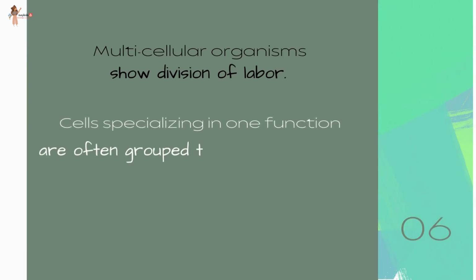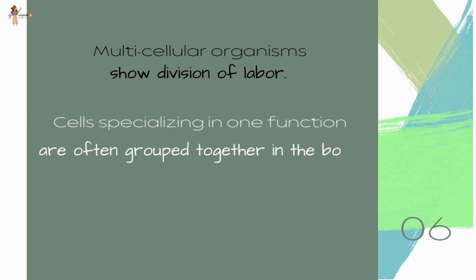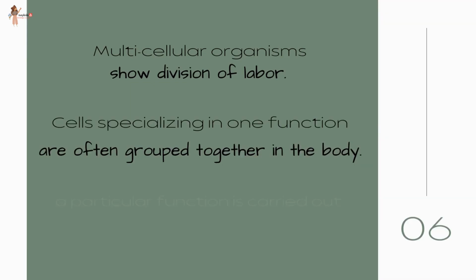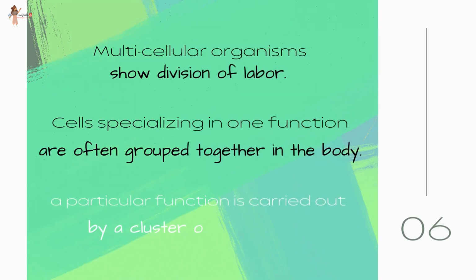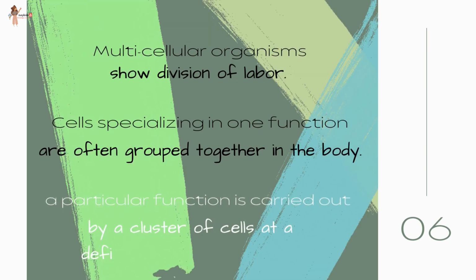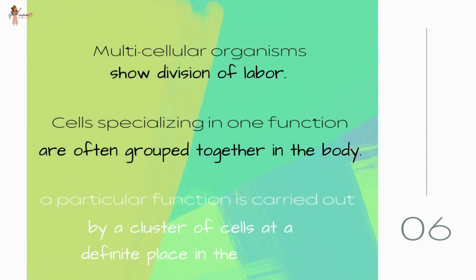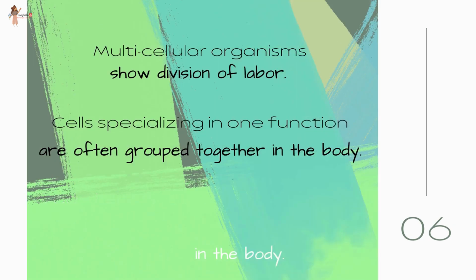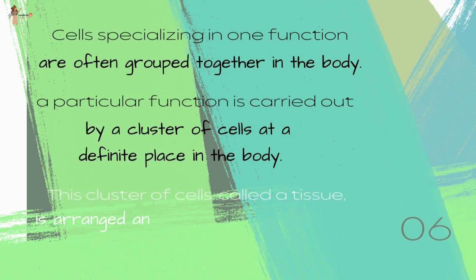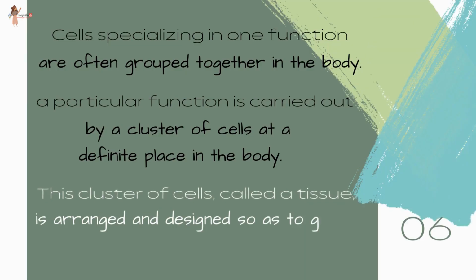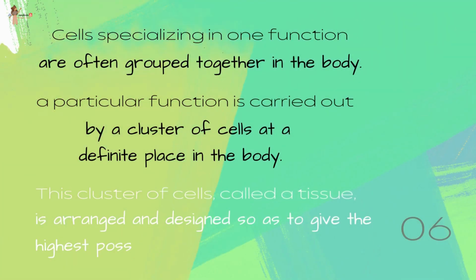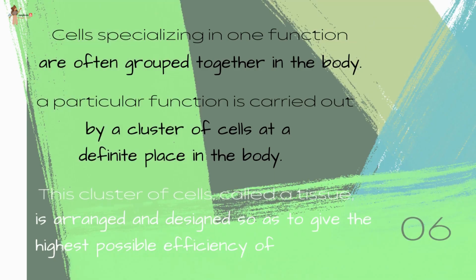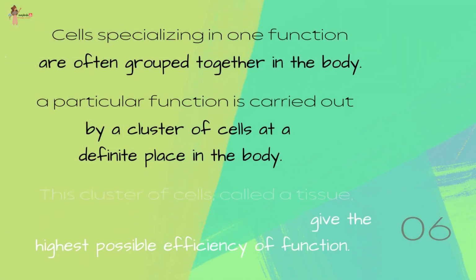Cells specializing in one function are often grouped together in the body. This means that a particular function is carried out by a cluster of cells at a definite place in the body. This cluster of cells, called a tissue, is arranged and designed so as to give the highest possible efficiency of function.